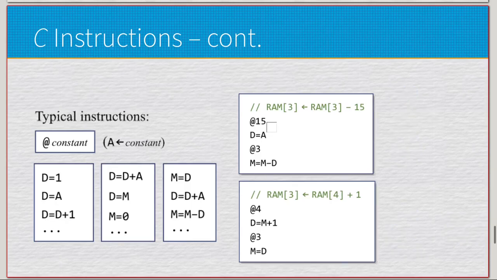So we did at 15, get a constant value. D equals A to store that into a safe workspace. Moved over to RAM 3, where we actually want to store it. And did M equals M minus D to reduce the value in RAM 3 by 15. Then here we know we want RAM 4's value plus 1, so we get to 4. Did D equals M plus 1 because we have incremented value. And then we moved over to RAM 3 where we want to store it, and then just loaded it in. That's not too big of a deal.